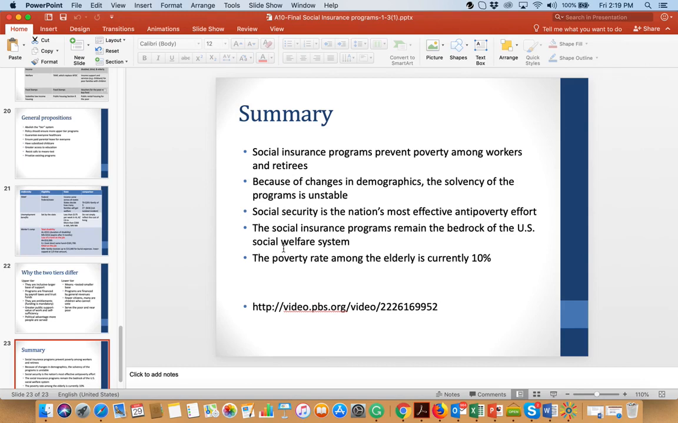Social Security is the nation's most effective anti-poverty effort, and people like it, although at the beginning they didn't like it. It remains the bedrock of the U.S. social welfare program, and because of that, only about 10% of the elderly are poor.